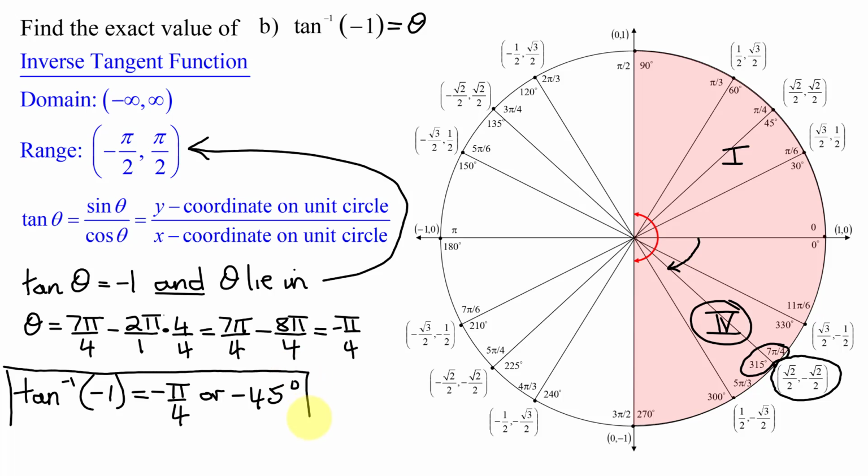So be careful when you have an inverse tangent and the argument is negative. The answer is going to be in quadrant 4, but you have to make sure you find the negative angle that rotates to that point.